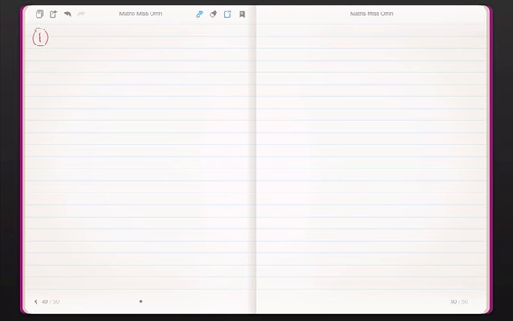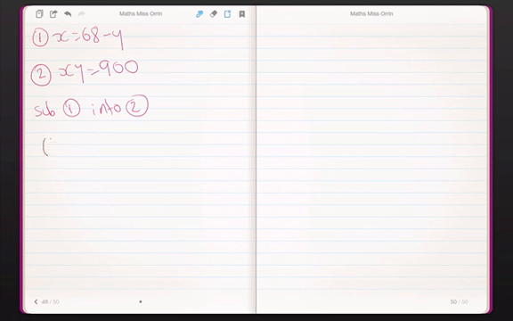So let me just write the two equations up here again so we don't get confused. So we've got x equals 68 minus y, and our second one is xy equals 900. Okay, now what we're going to do is we're going to sub 1 into 2. So we end up with, instead of x, we've got 68 minus y times y equals 900. All I've done is replaced x with 68 minus y. So this 68 minus y is x because we're being told that that's what x equals, all right? So this is our substitution method.